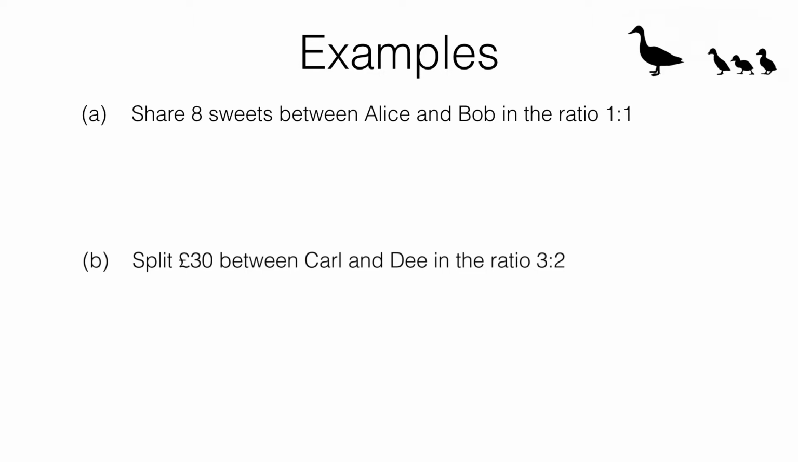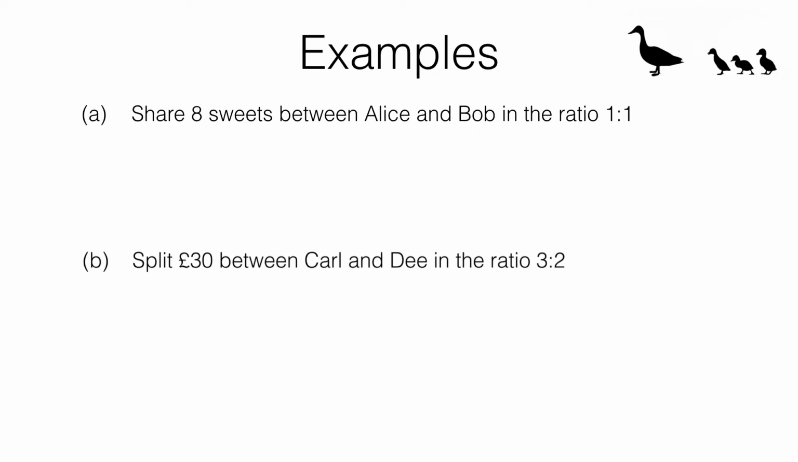What this means is that for every 1 sweet I give Alice, I want to give Bob 1 sweet as well. So hopefully you can see what this means is that I want to give an equal number of sweets to Alice and Bob, and that will mean they get 4 sweets each.